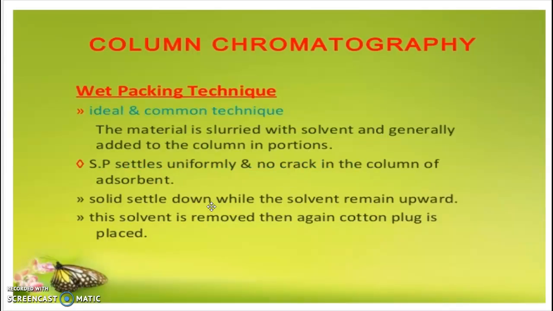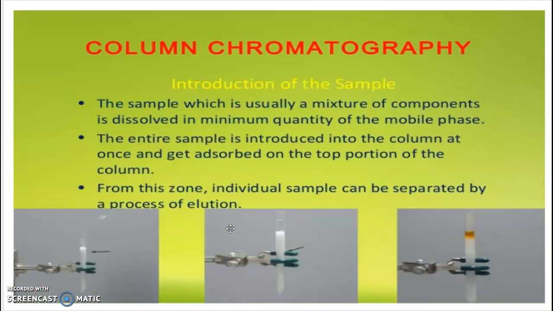Next one is wet packing. It is ideal and a commonly used technique. The material is slurried with a solvent and generally added to the column in portions. So the stationary phase settles uniformly and there are no cracks in the column of adsorbent. Solid settles down while the solvent remains upward. That extra solvent can be removed from the top, okay, using a cotton plug.